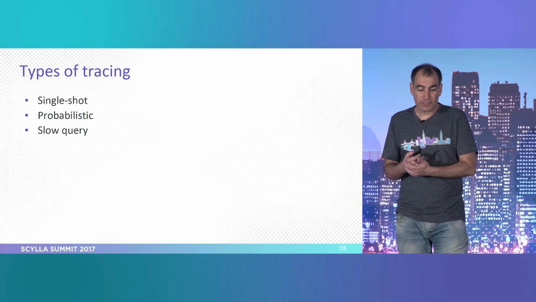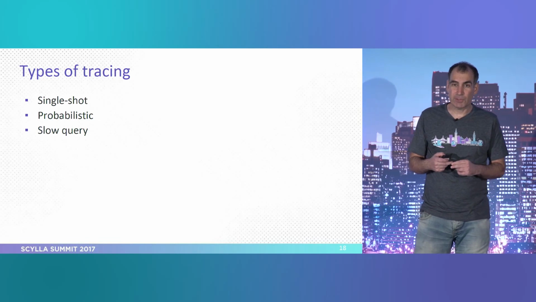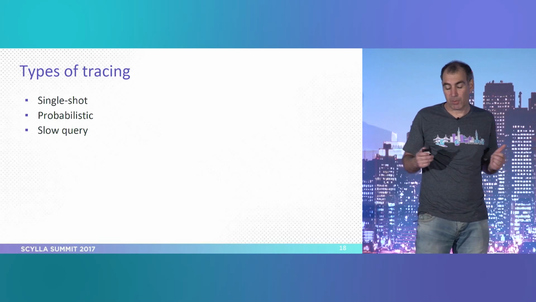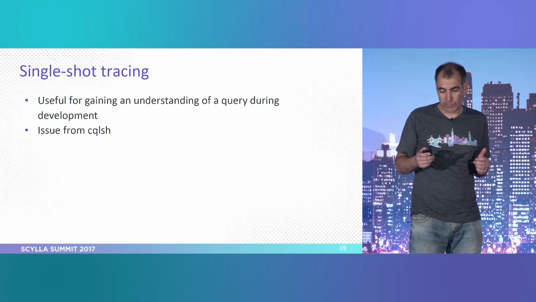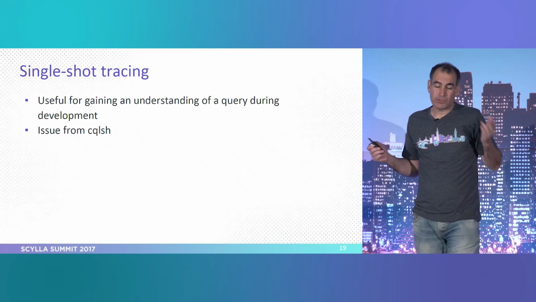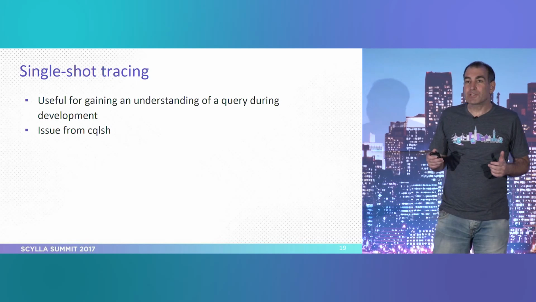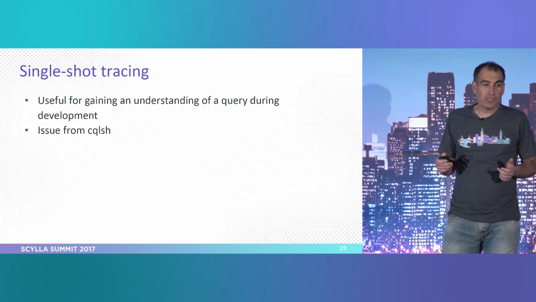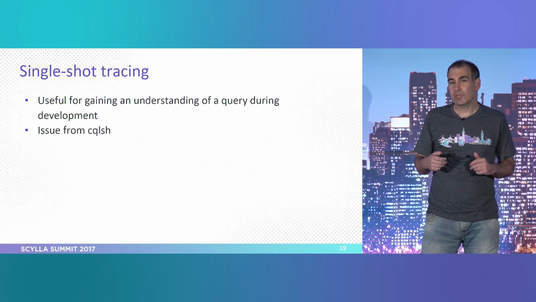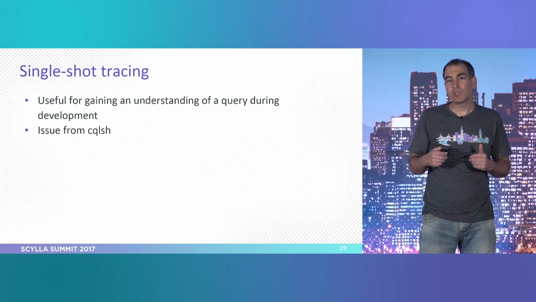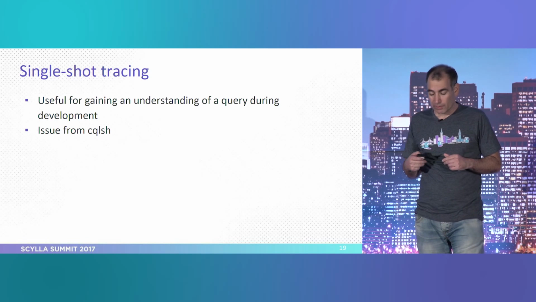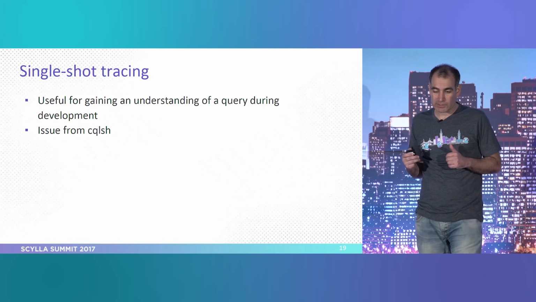All right, tracing. There are 3 types of tracing that are available. There's single-shot tracing, where you just say, I want to trace this particular query. There is the probabilistic and the slow query logging. So what's the single-shot tracing used for? You're developing a query, and you want to understand what's going to happen when you run it. So you can just run it directly from a SQL shell. There is a tracing on command. And as soon as the query completes, you will get a trace explaining exactly what happened while that query was running through the system. And that's pretty useful to gain an understanding of how the system works.